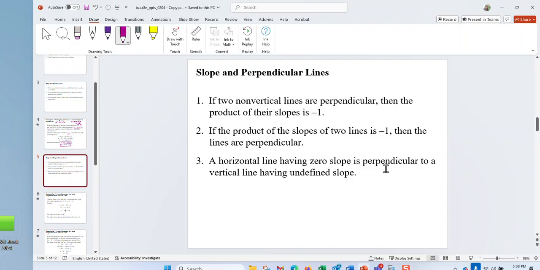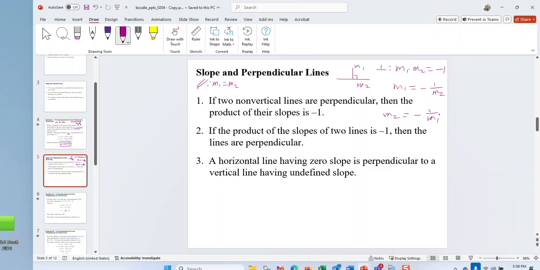When two lines are perpendicular, what does perpendicular mean? That means they intersect at 90 degrees, all right? So if this is m1, this is m2, we know when two lines are parallel, m1 will equal m2. But if two lines are perpendicular, m1 times m2 will equal -1. Or you can write m1 is -1 over m2, or m2 equal to -1 over m1.